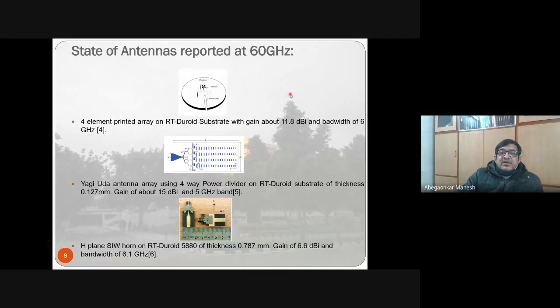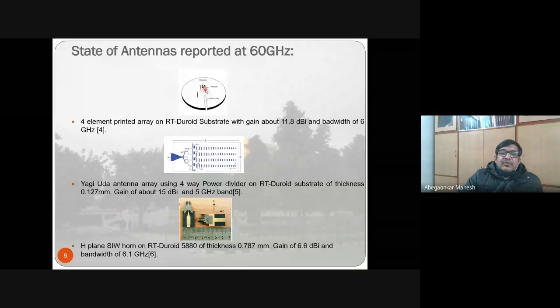So state of antennas reported at 60 gigahertz for this application. First one, the figure on the top shows a 4-element printed array on RT-derived substrate with gain about 11.8 dBi and bandwidth of 6 gigahertz. You can see here 4 elements fed by a power divider that is there to feed power to all the 4 antennas, and then you have a microstrip line.